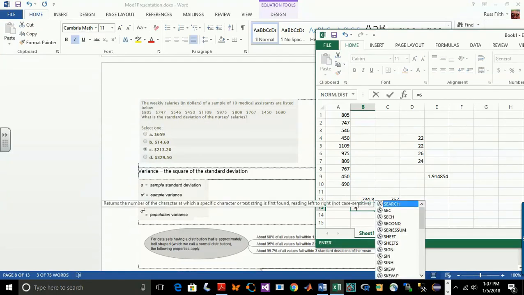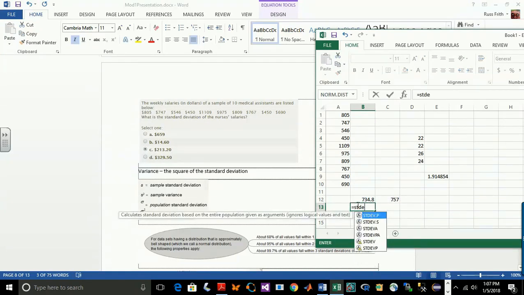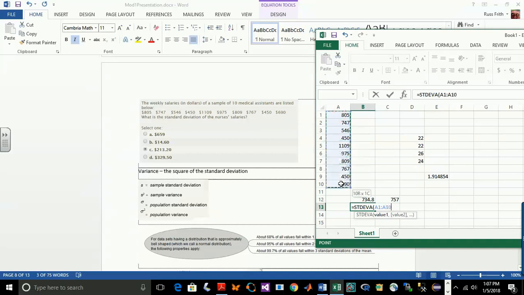Always check that. STDEV. Okay, starting with this number, I believe I had the wrong range. Okay, $213.23, so that's better. The closest answer they have here is $213.20. This probably came about because the author computed the result manually as opposed to using Excel.